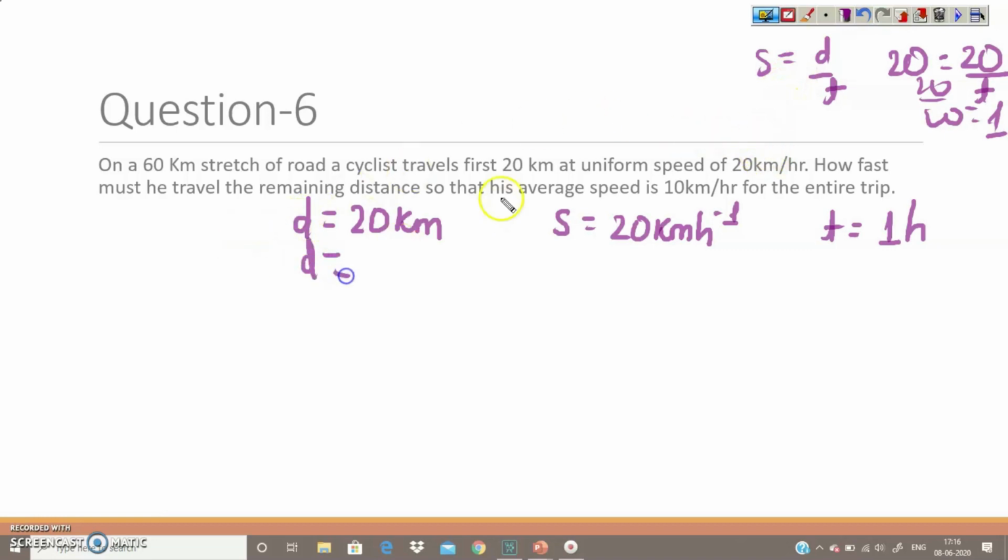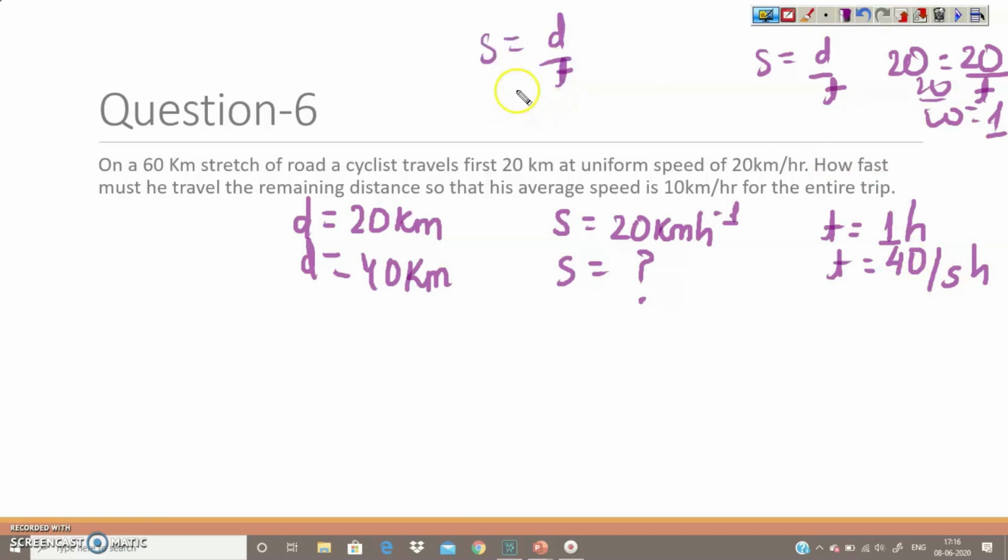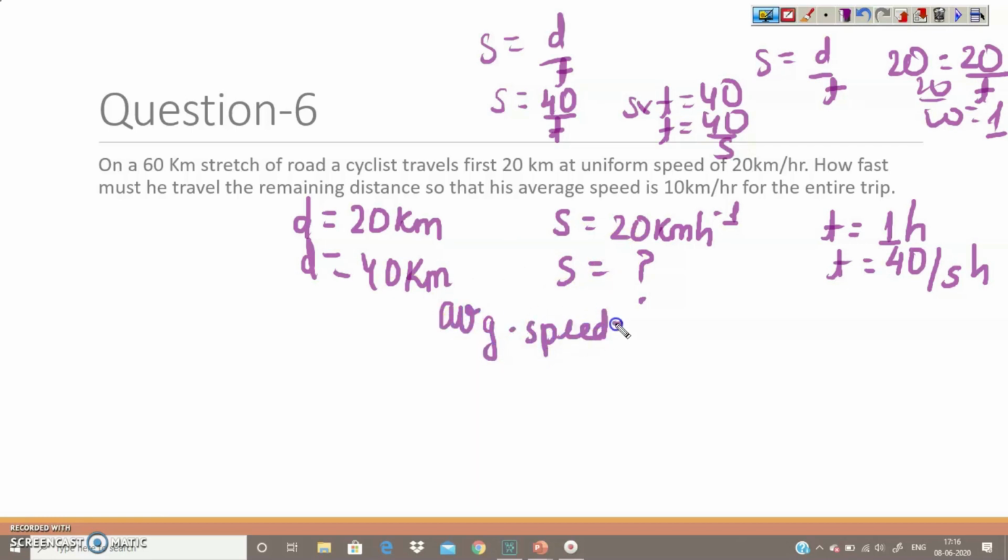Now, it's saying remaining distance. So 60 minus 20, 40. The remaining distance is 40. Speed here we should find. And time will be 40 divided by s. How did I find this time? Speed, you all know, is distance upon time. Here we should find speed, and distance is given 40, and we should find t. I wanted to find t, so s multiplied by t is 40, and when I divide by s, I get t is 40 over s hours. Now average speed is also given to us. Average speed is given 10 kilometer per hour.